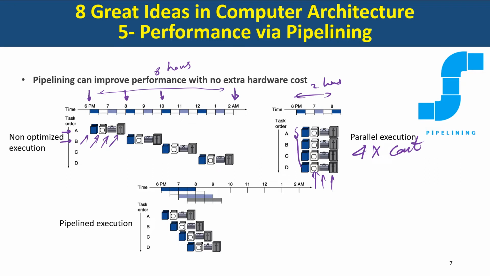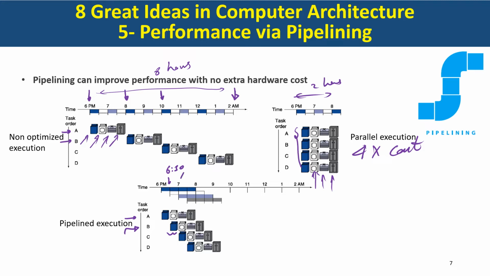Pipelining is an idea that can increase the performance, and at the same time you don't increase the cost. So let's go back to our example again. A came at 6 p.m. and uses the washing machine for half an hour. At 6:30, user A will use the dryer, and the washing machine becomes empty. So why not let user B come at 6:30 and use the washing machine, while user A is using the dryer?